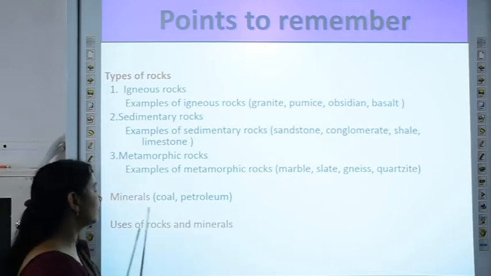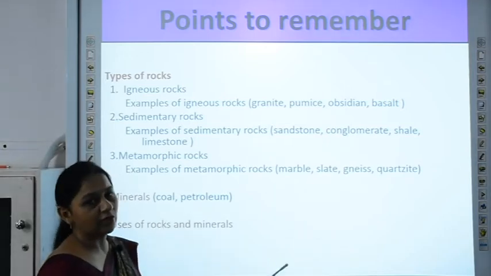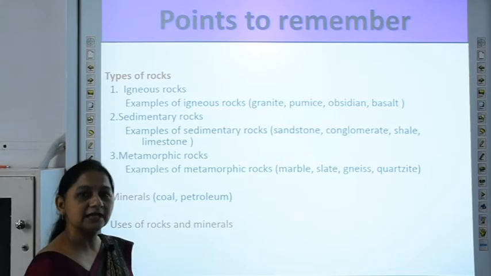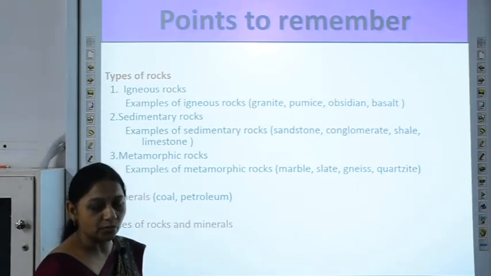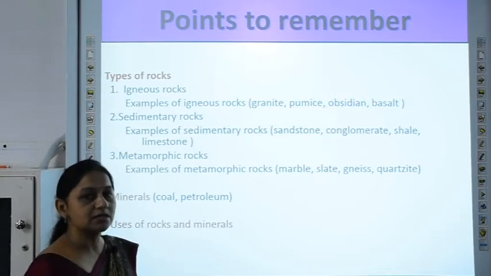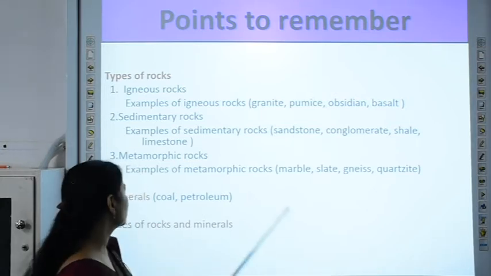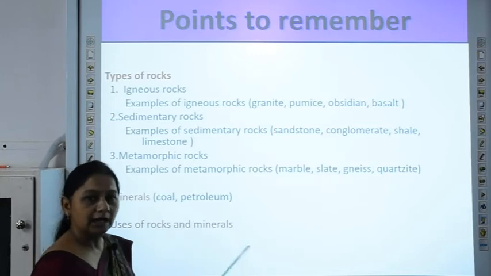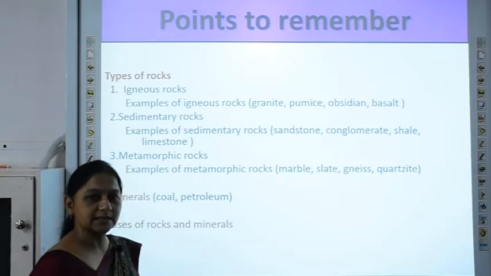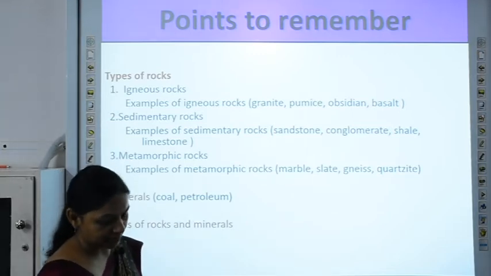Now uses of rocks and minerals. We all know rocks are used as building materials. The rocks also give us gemstones, and also rocks give us useful metals. So these are the uses of rocks and minerals. Now I am going to discuss the internal questions with you.